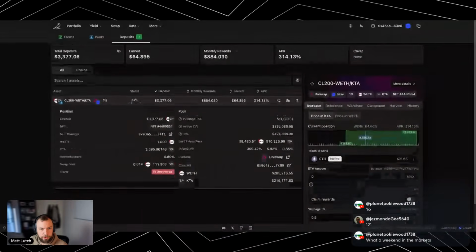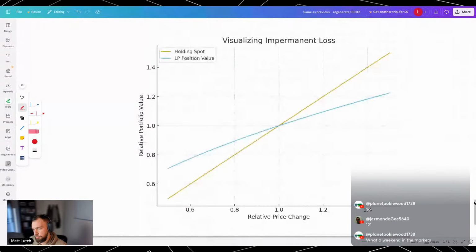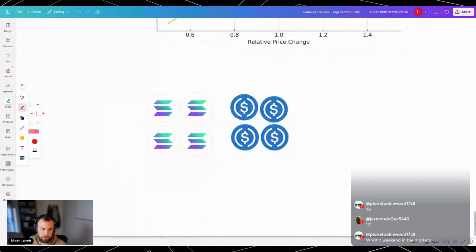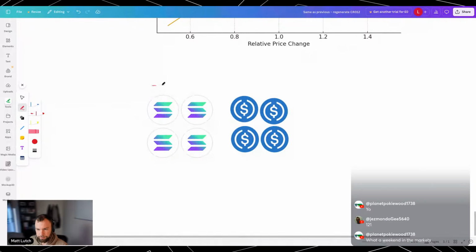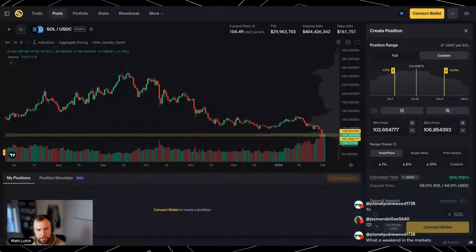So if we were to look at what is impermanent loss and how does this graph relate to this? And what is this? So this here, let's just say this is a pool. And if we go over to one of the platforms that people use, that I use, Orca. And this is one of the most common pools on here.